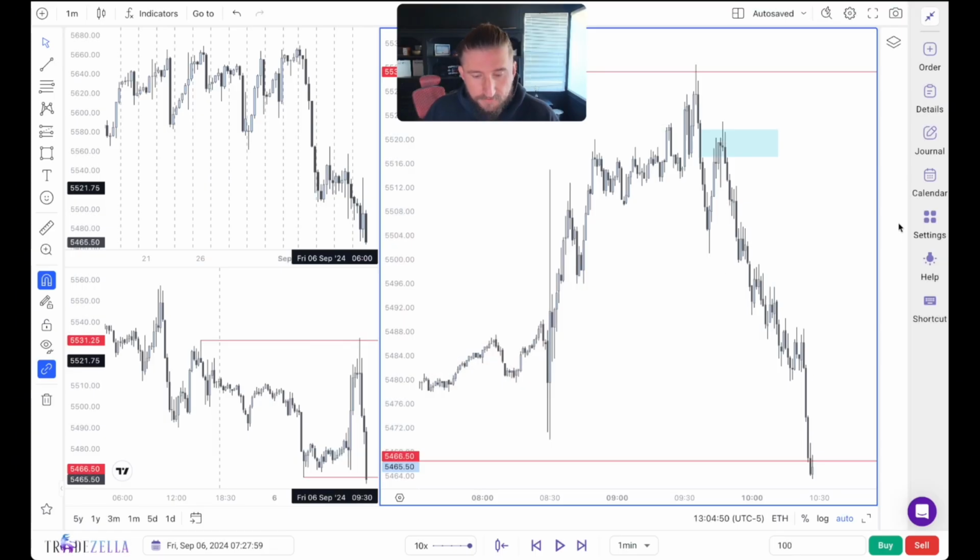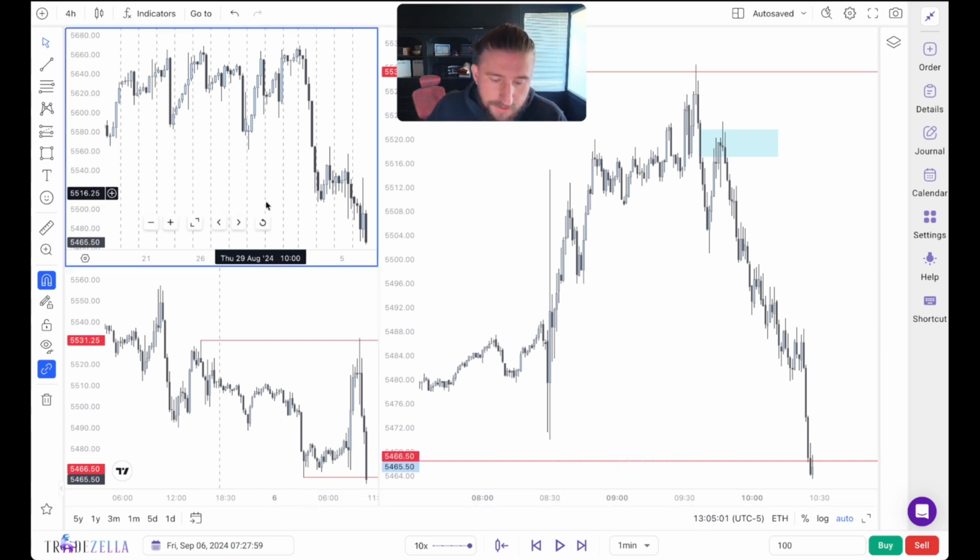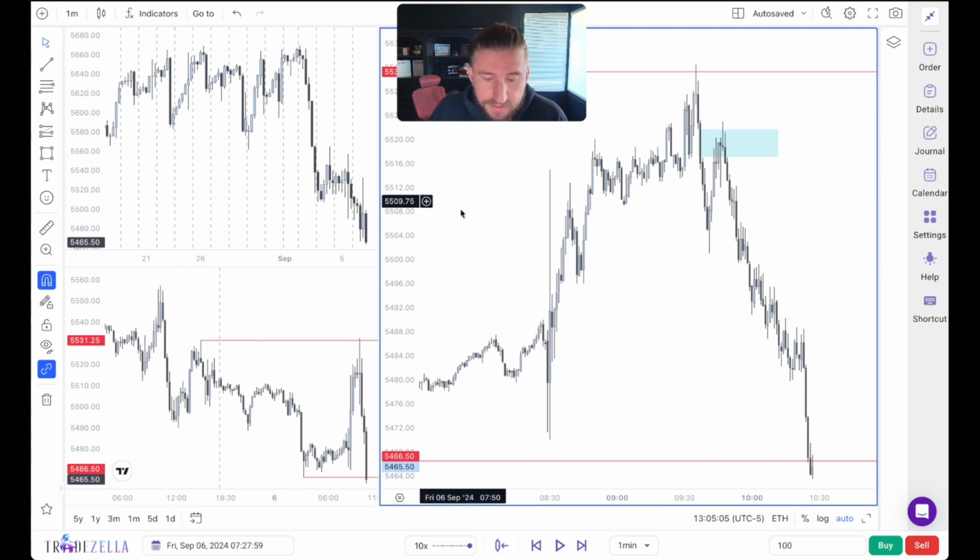Let's hop over to TradingView through TradeZella. This is the back testing feature once again, and we're just going to run through some charts. So I'll just keep you along while you can see what's going on. What I have here set up is essentially three different time frames. I have the 4-hour, I have the 15, and I have the 1 minute.